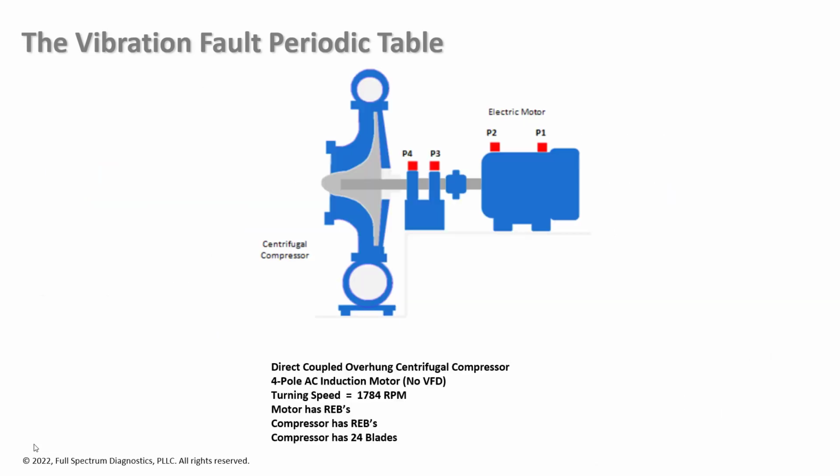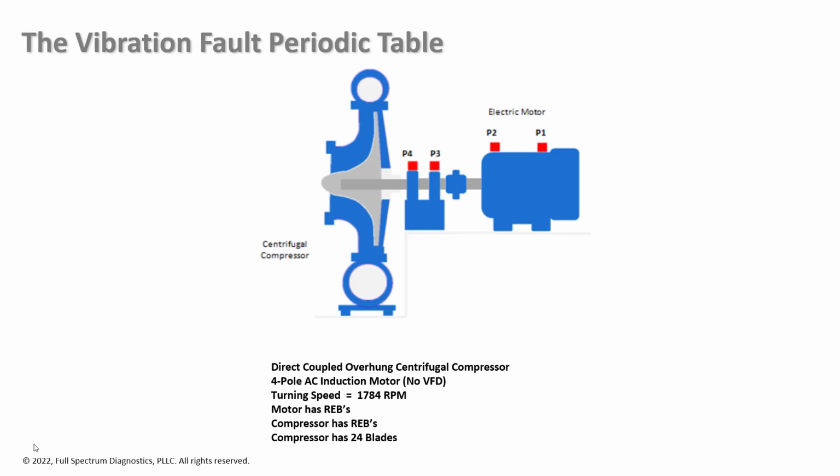So let's get started. Our machine for this example is a centrifugal compressor, and we have our measurement positions P1, 2, 3, and 4. We want to take data at that bearing location in the axial, horizontal, and vertical directions.